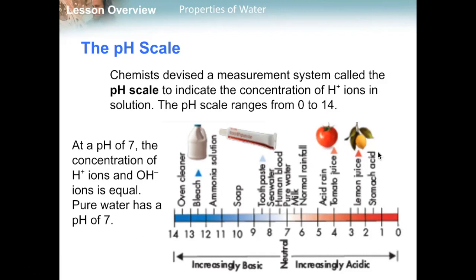Here we see strong acids, lemon juice, tomato juice, less acidic. Normal rainfall is still acidic, and milk, slightly acidic. Here we move to the basic side: human blood, a little bit basic, seawater, toothpaste, basic soap, ammonia solutions, stronger basic, and bleach, very basic, and oven cleaner, strong bases.